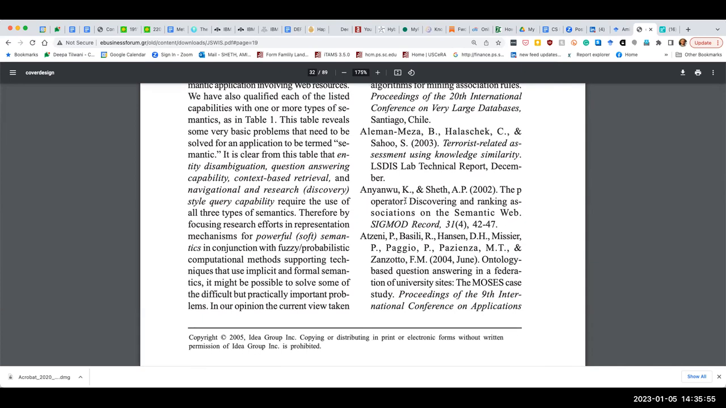It is clear from this table that entity disambiguation, question answering capability, context-based retrieval, and navigational and research or discovery style query capability require the use of all these three types of semantics.